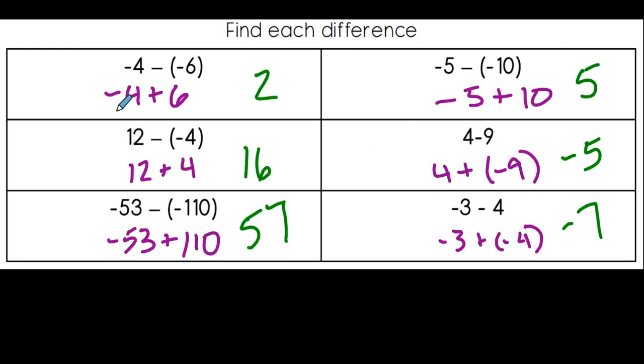So what I have done here in the purple is done the keep, change, change for each one of these subtraction problems. And that'll help us figure out what the answer is. So we know our answer is going to be positive for the first one because 6 has a greater absolute value than negative 4. The answer is going to be 2. Next one, 12 plus 4 is just 16. We all know that. Here, a little tricky. Negative 53 plus 110, that's going to be 57. Negative 5 plus 10 is 5. 4 plus negative 9 is negative 5. Negative 3 plus negative 4 is negative 7.